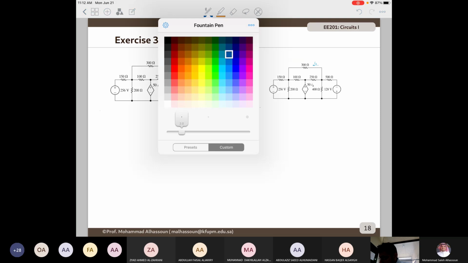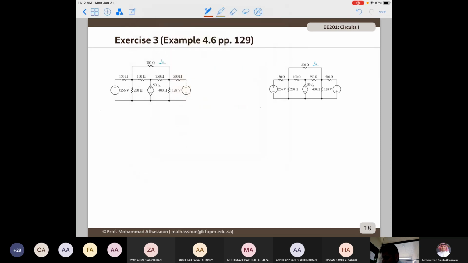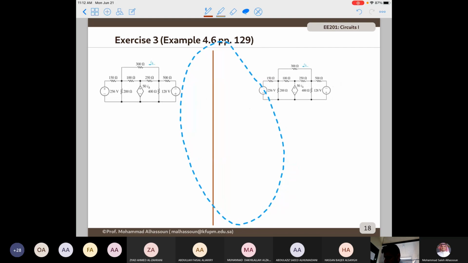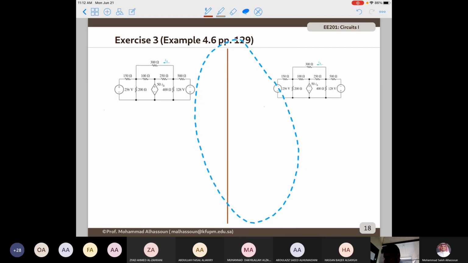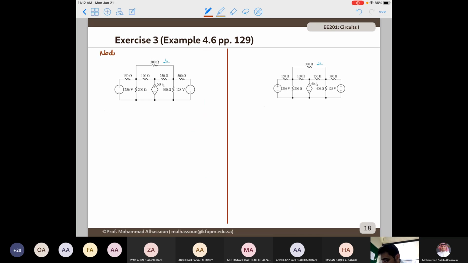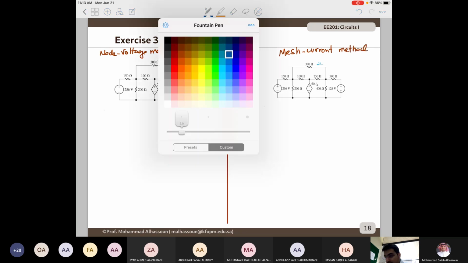Let me make this side, the left side, for the node voltage method and the right side for the mesh current method. So for the node voltage method, let's see what we have.